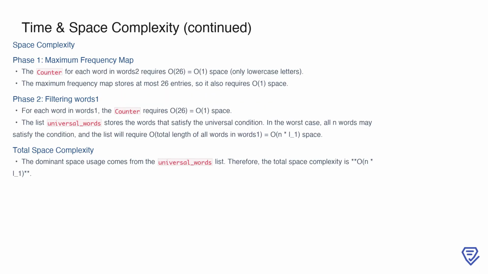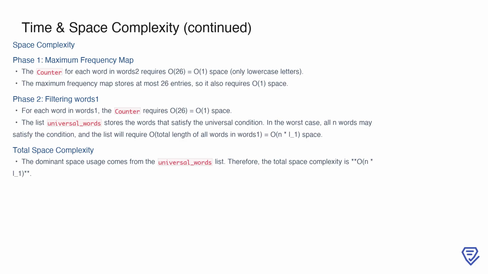Now let's turn to the space complexity. In the first phase, where we build the maximum frequency map, each word in words 2 requires a counter object. Since we're only counting lowercase English letters, each counter uses 26, or effectively O(1), space. The maximum frequency map itself also stores at most 26 entries, so its space usage is O(1).